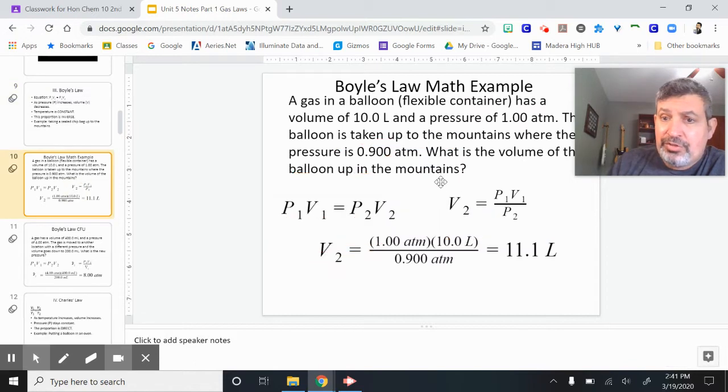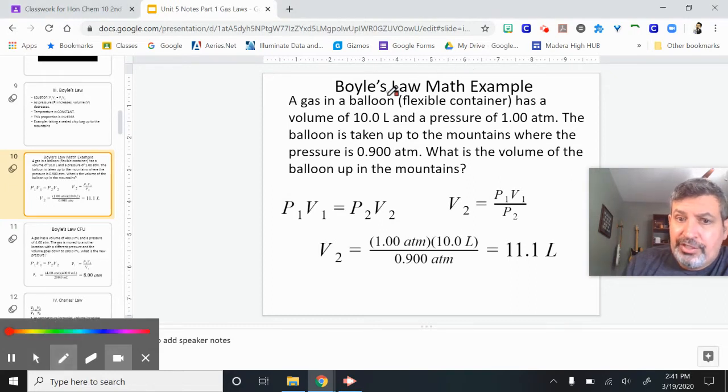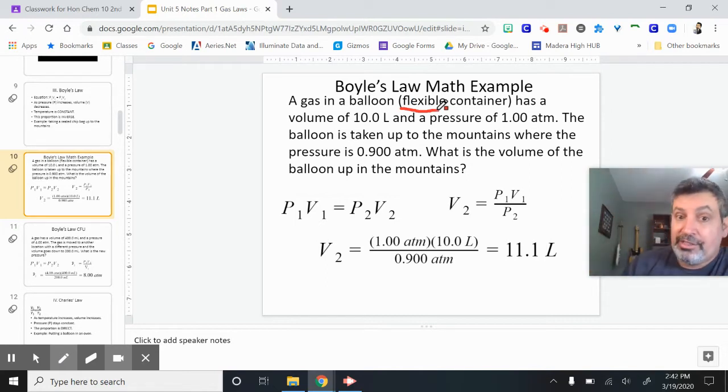For the math examples, we got a couple things going on here. We have a gas and a balloon in this one, and consider a balloon as a flexible container. It can change volume. And that's a good indication that it's a Boyle's law problem when that can happen. The other indication is that we start at 10 liters, which is V1, and we're going to end up finding a new volume. We have another first pressure, which is P1, and I just label that. And I know they're both ones because they're tied together with the word "and."